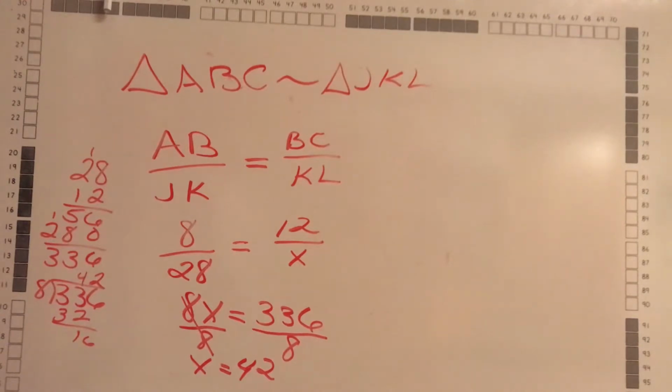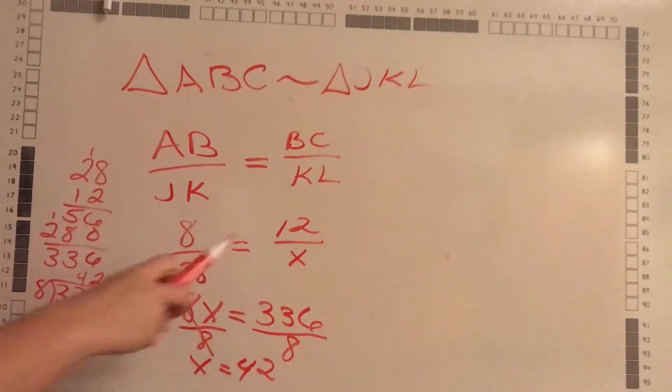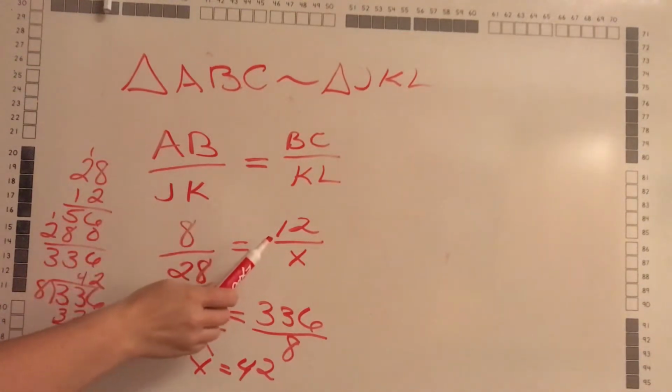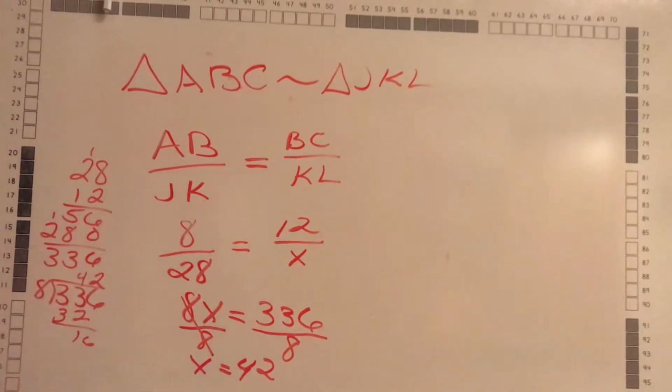Okay, so that's fairly simple. A lot of work that you have to show, but in the end, fairly simple math. X equals 42. We're using our ratios to solve for an unknown. So the biggest part is making sure you're setting up your ratios properly, because if you don't set your ratios up properly, you're not going to find the correct unknown.